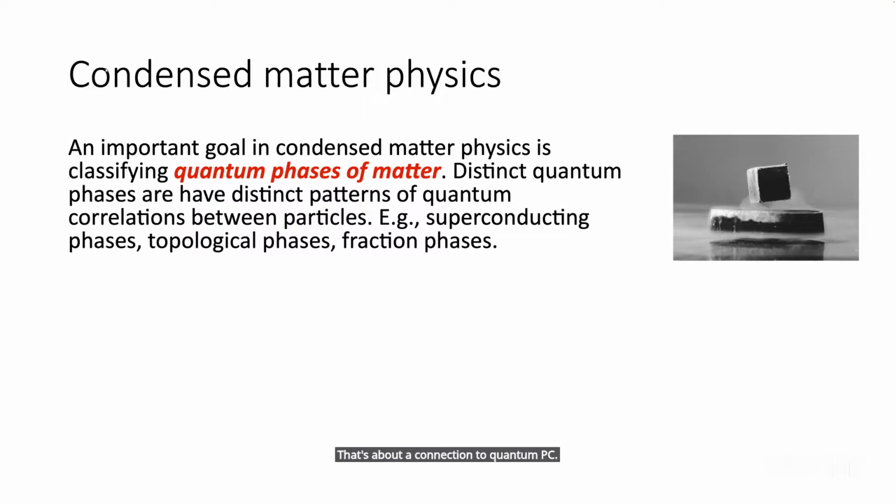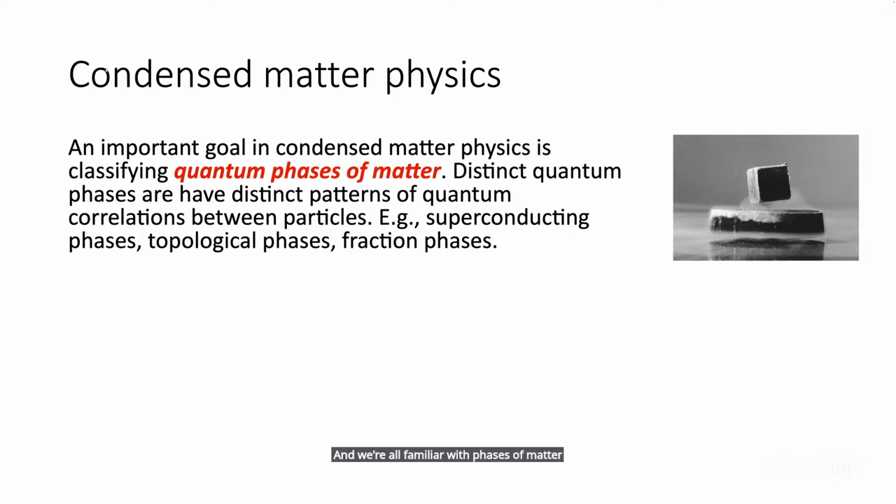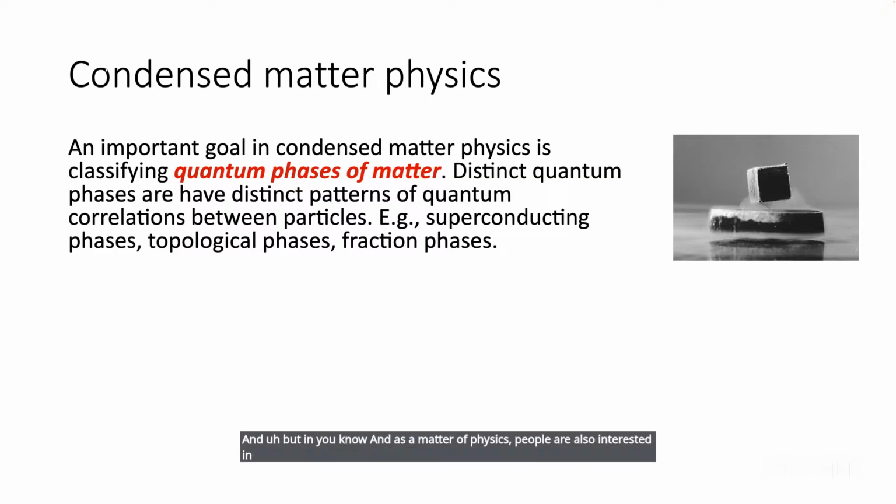Here's another reason that physicists are interested. Again, it comes from physics. The important goal of this area of physics is to classify what are called quantum phases of matter. We're all familiar with phases of matter like solid, liquid, gas, right? But in condensed matter physics, people are also interested in what's called quantum phases, which are talking about how, depending on different global parameters of the system, you can have different patterns of quantum correlation between particles.